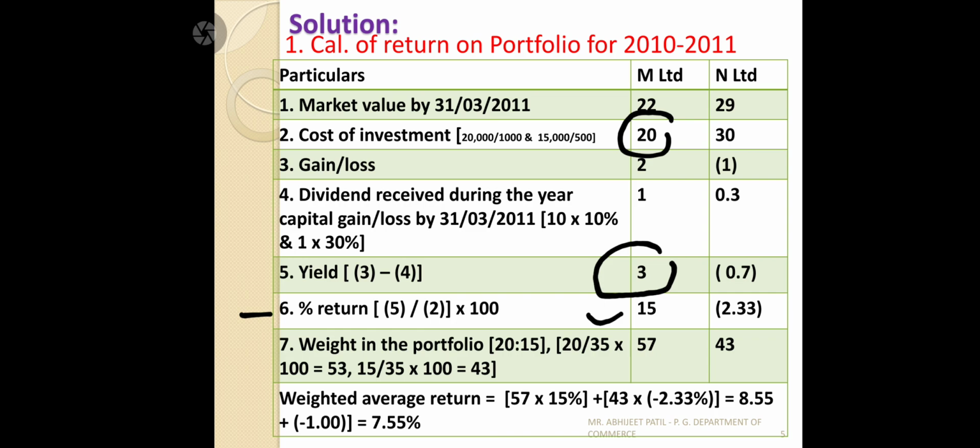Same thing in N Limited also. Yield, it is negative 0.7. So 0.7 divided by 30 into 100, we'll get negative 2.33. So this is the percentage of return we have to get.